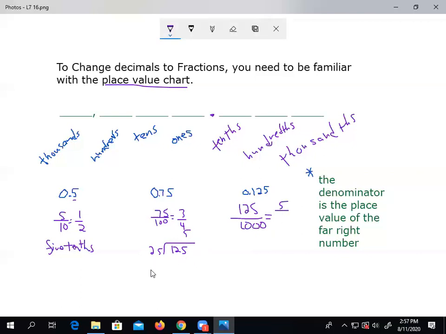So how many 25s get into 1,000? Well, I do know that 25 goes into 100 4 times. So 4 times 25 is going to be 100. So my remainder is 0. So I just got to fill that in with a 0 to hold place value. So that's going to be 40. And then 5/40ths, well, 5 goes into both of those and gives me 1/8. So 125 thousandths reduces down to 1/8. So those are equivalent. So that's a little bit about changing decimals to fractions. You have to understand a little bit about the place value chart.